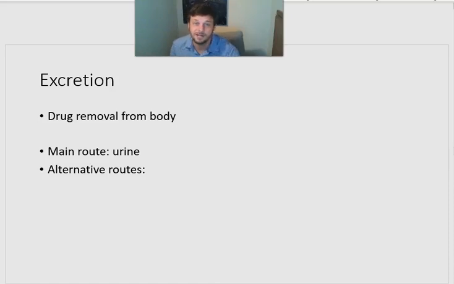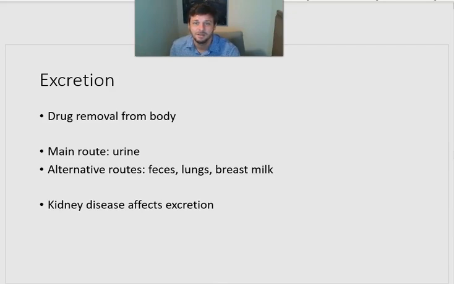There are other routes, though. So you could also find metabolites in feces, in the lungs, so just breathing it out, and breast milk too. You can also sweat them out. Lots of different routes for these, but the main one is urination, peeing it out.